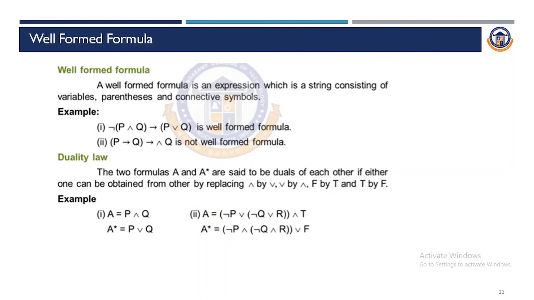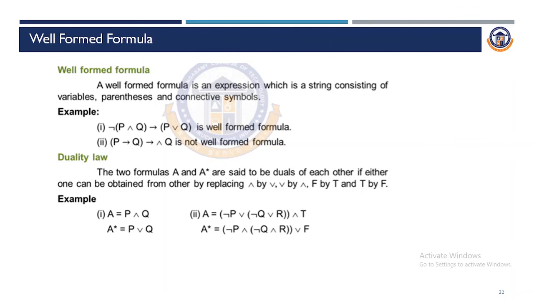Right? Next one, well-formed formula. A well-formed formula is an expression which is a string consisting of variables, parentheses and connective symbols. For example, the first one is a well-formed formula, the second one is not a well-formed formula because here one variable and parentheses are missing.